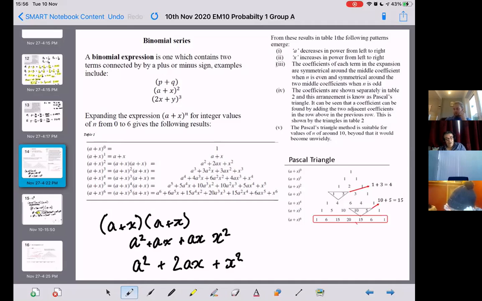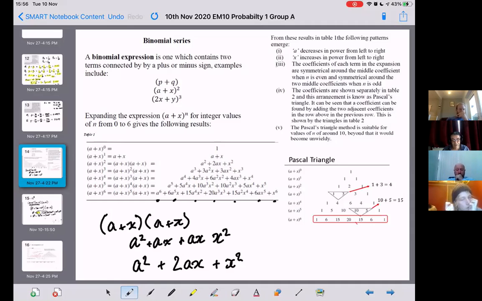What you should note about that, as that triangle's building up, is that the power of a decreases as we go from left to right. So if we take this bottom one, we start off with a to the 6. The next term has got a to the 5. The third term has got a to the 4, and so on. So the power of a is decreasing as we go from left to right until it disappears completely on the right-hand side. The power of x increases as we go from left to right.